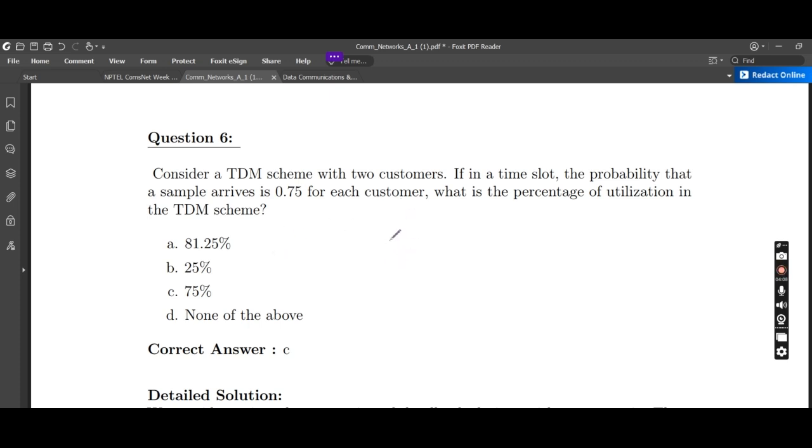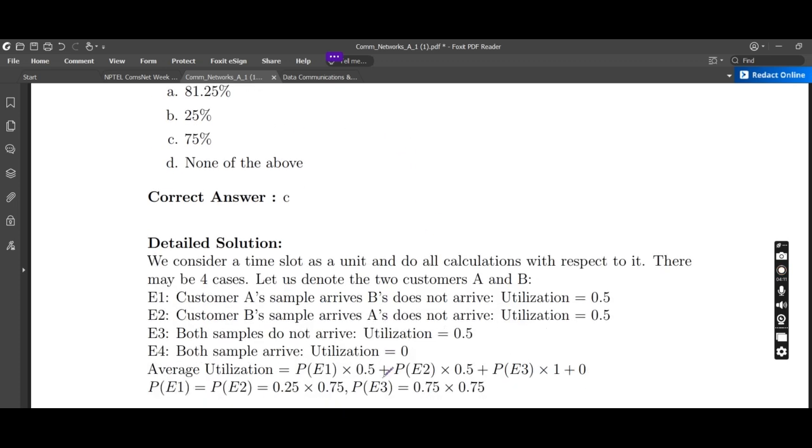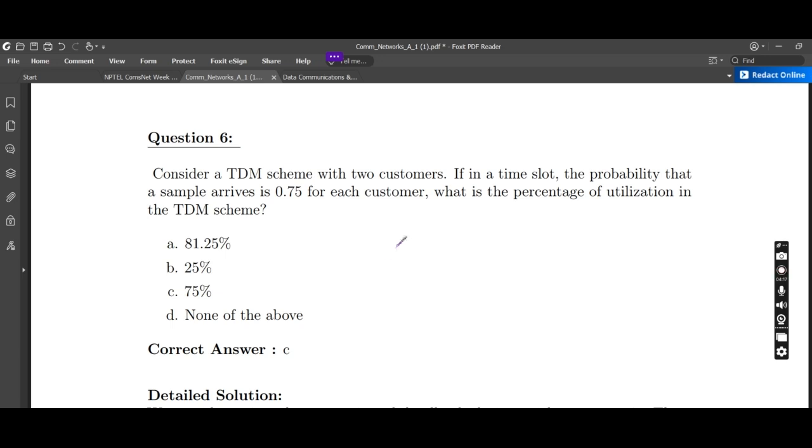So the first case is that A's sample arrives but B's does not. So what is the probability? See, PA is 0.75, PB is 0.75. Now the first case is A arrives, B does not arrive, so P(A B bar), right? Since A and B are independent, P(A B bar) will be simply PA into P(B bar). So this will be 0.75 into 0.25.